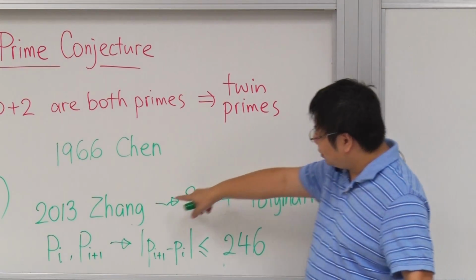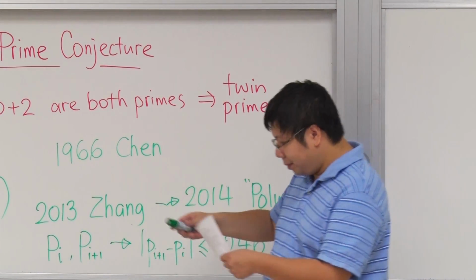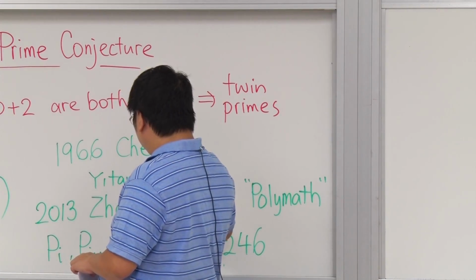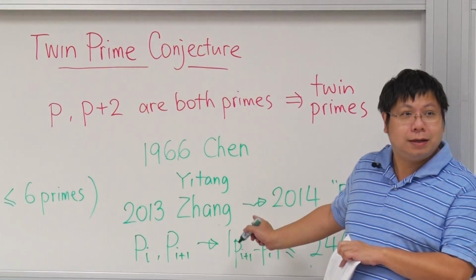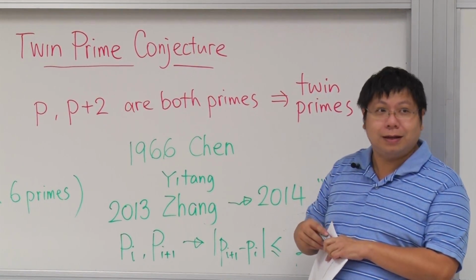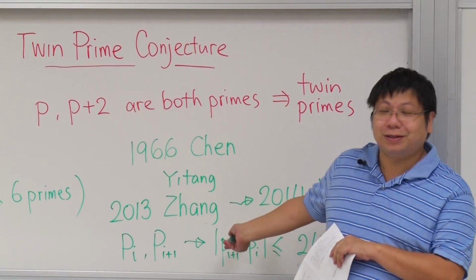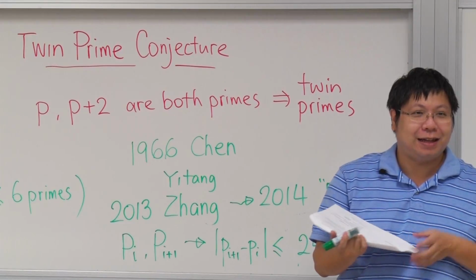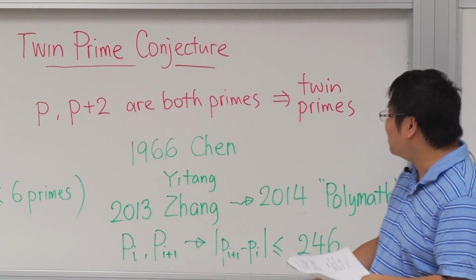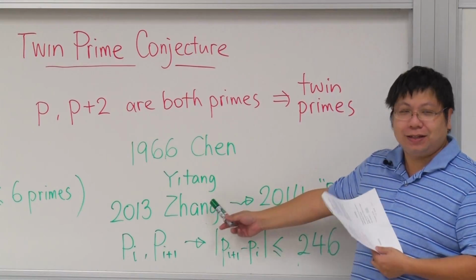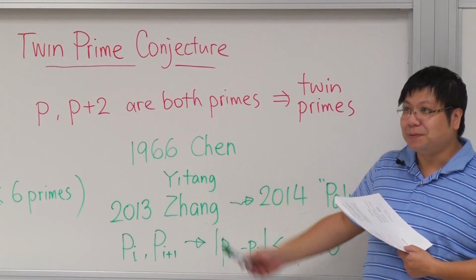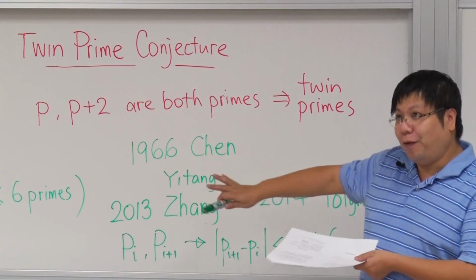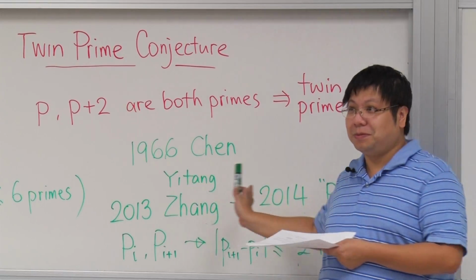If you are interested, search for Zhang Yitang. Because of his result, he is now an academician of Academia Sinica. We gave him an honor to be an academician, and he received a lot of recognition. Zhang Yitang has a lot of interesting stories, so search the web.